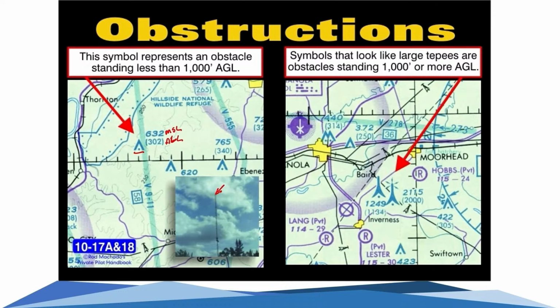Symbols representing larger structures or obstacles are going to be just a little bit larger than what we see here. We can see these two. The same thing will apply. You're going to have your MSL value here, so 2,115 feet, and then you have how tall it is. Your AGL value is 2,000 feet. So if you jumped off from the top of that obstacle, you'd fall 2,000 feet to the ground.